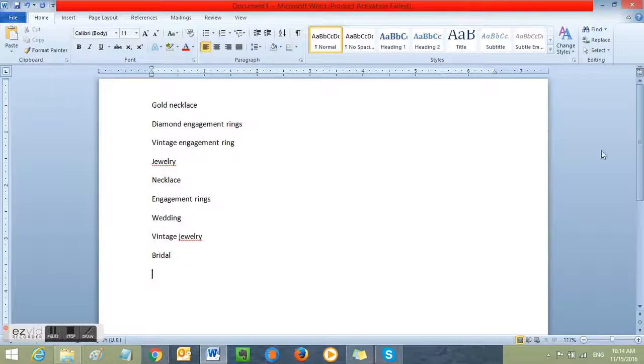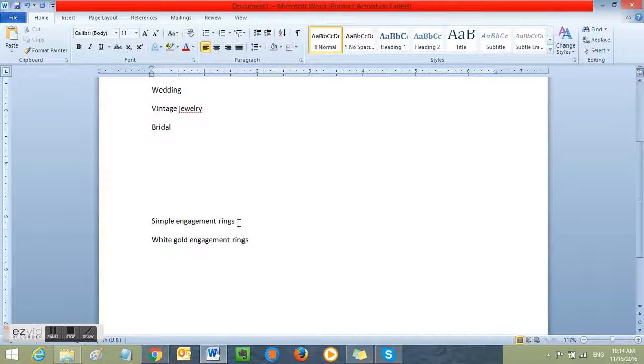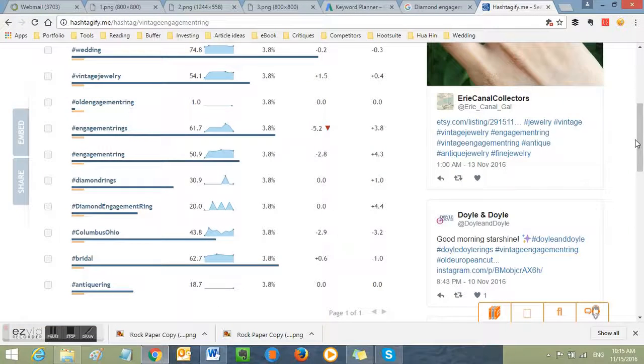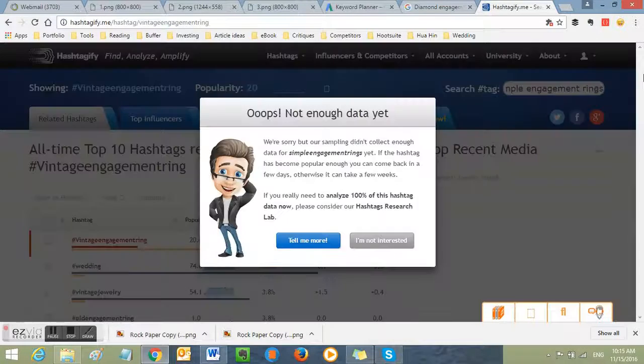Now the next one, jewelry, so we have already found it from this website. So with this in tow, should we check this one as well? Yes, although they didn't perform very well, they might direct us to much better performing related keywords. Not enough data. Okay, never mind.